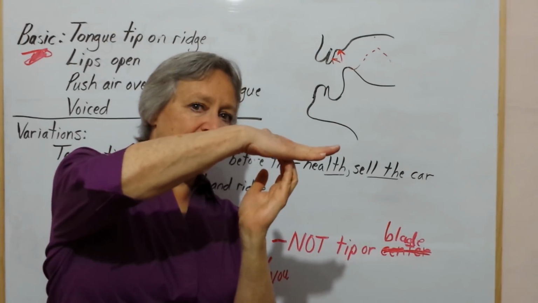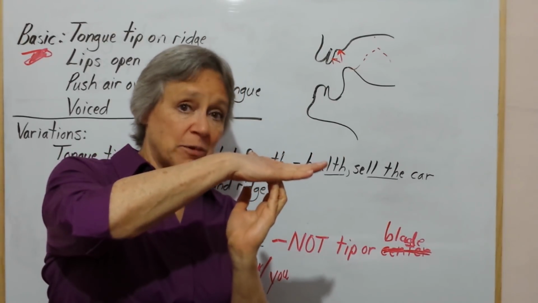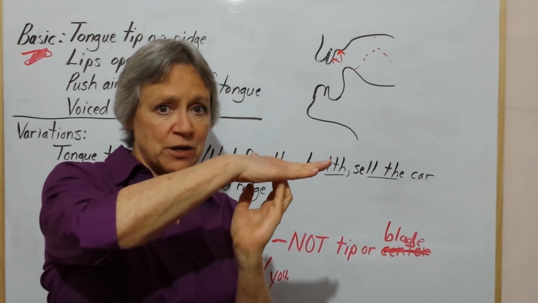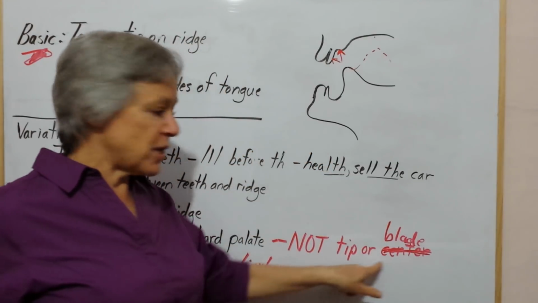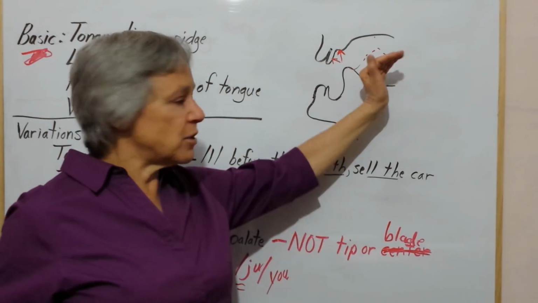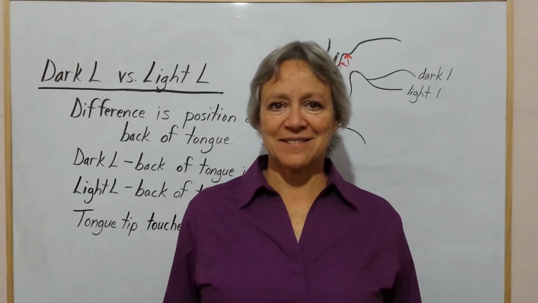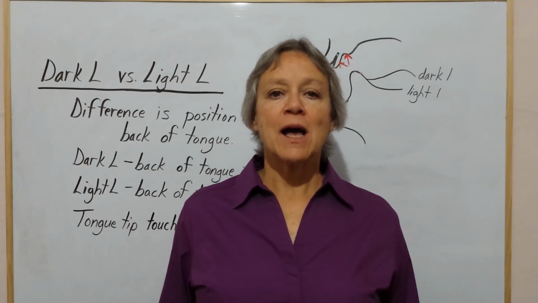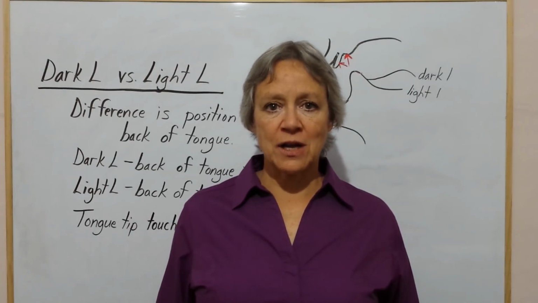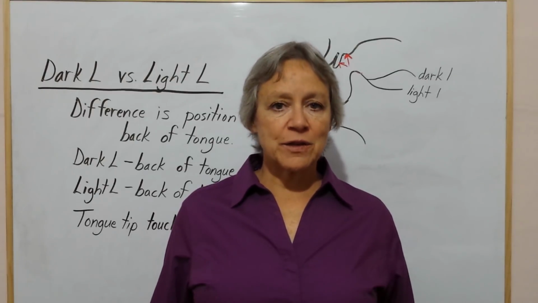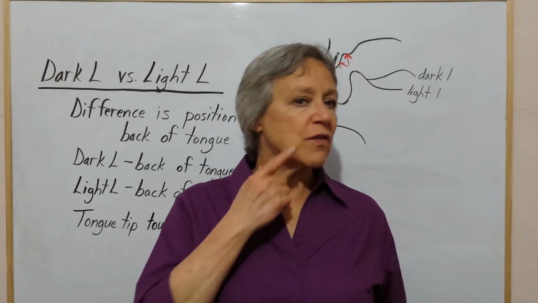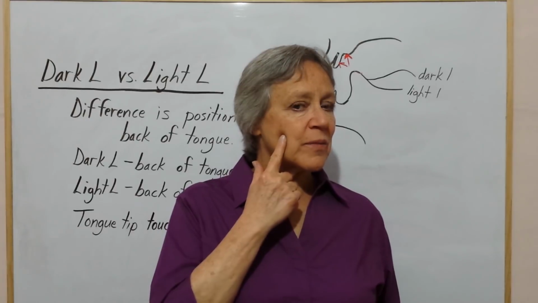But curled back will probably make that L difficult for an American to understand, okay? So I suggest you do not do it that way. Don't curl your tongue so far back, okay? Some students have asked me about the difference between the dark L and the light L. The difference is in the position of the back of the tongue.